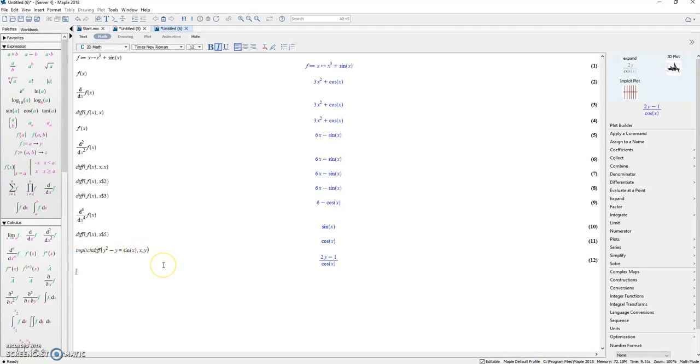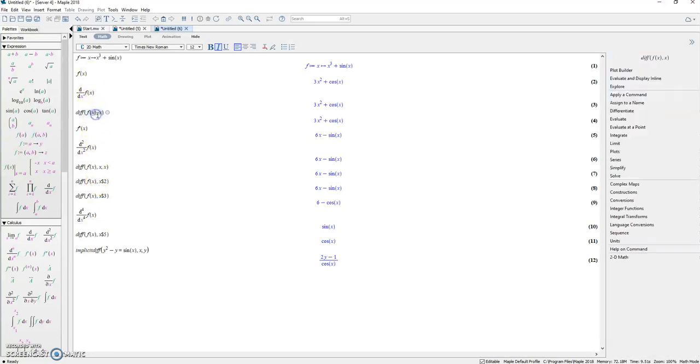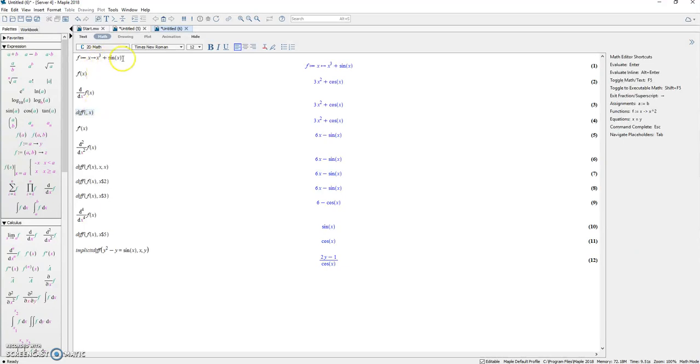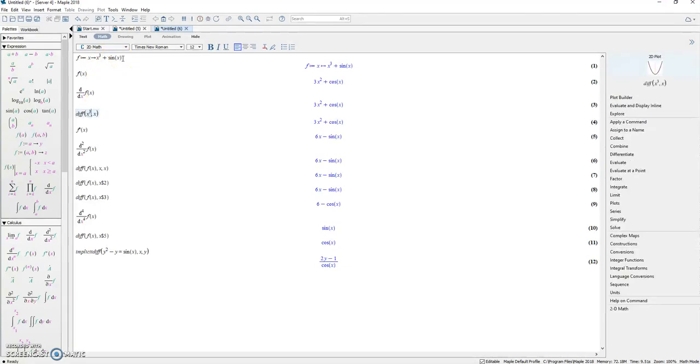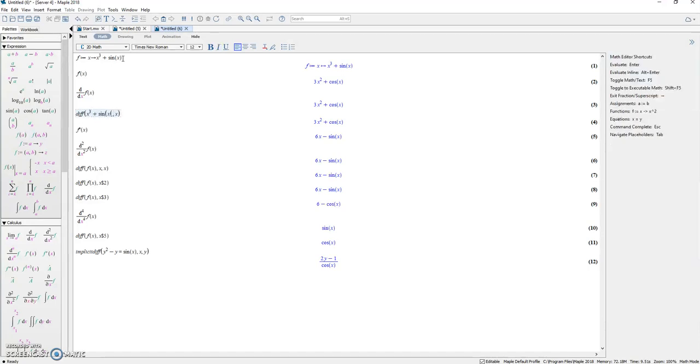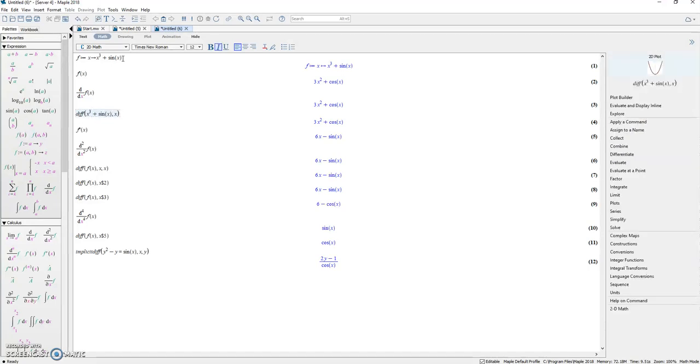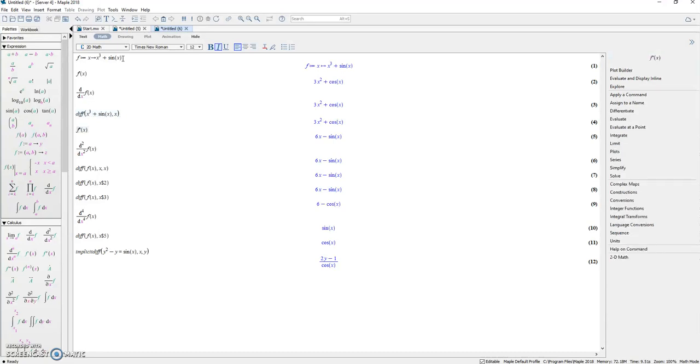Note that here we did not define the function first, but rather just typed the function into the command line itself. This option is always available, and we could have done the same on the examples above if we did not want to define f of x first. For example, here, if I had not defined f of x above to be x cubed plus sine x, I could type x cubed plus sine of x right here into the line itself, and I would receive the same answer.